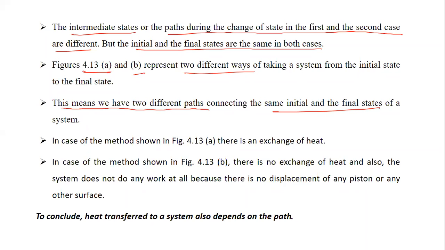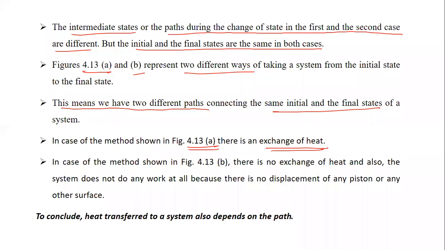In case of method 4.13, there is an exchange of heat. You know that we heat the gas slowly and it expands. So exchange of heat is there.